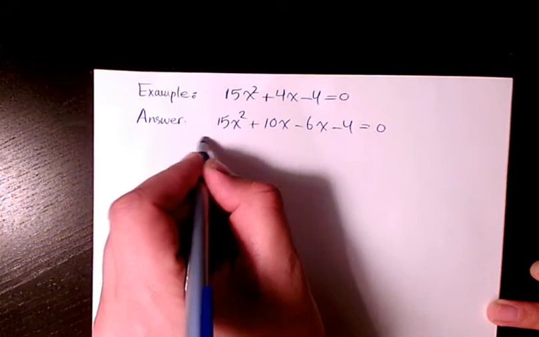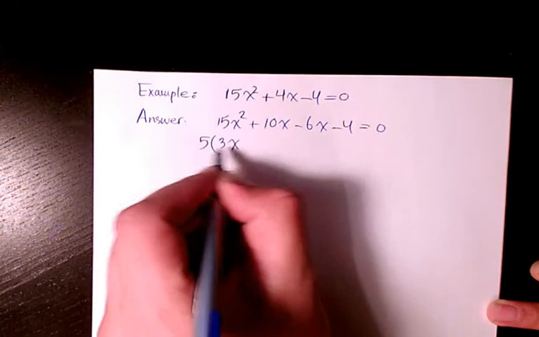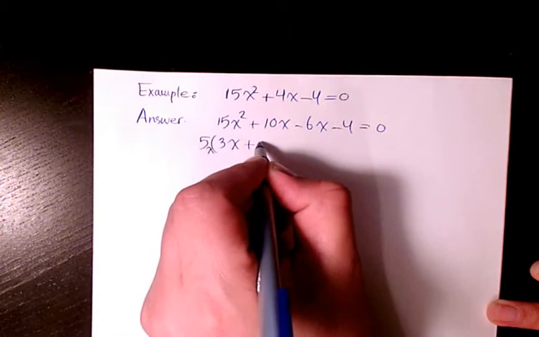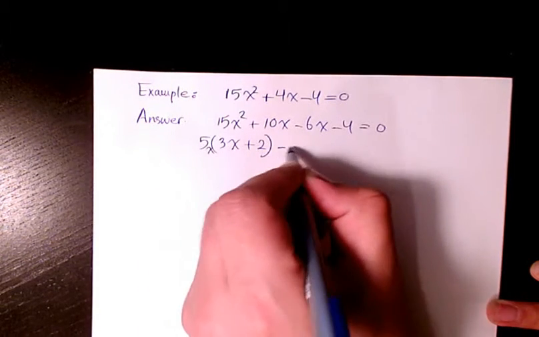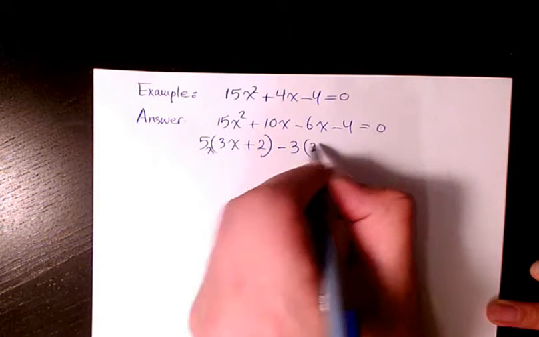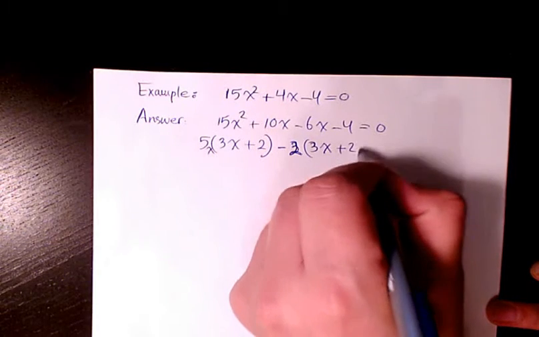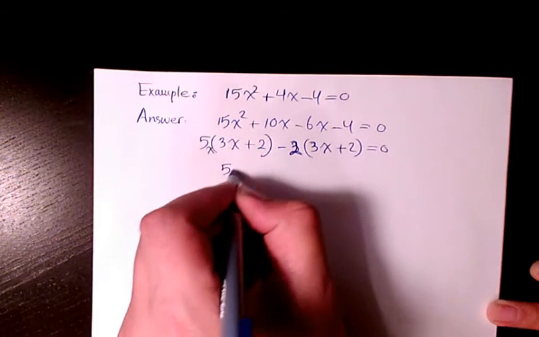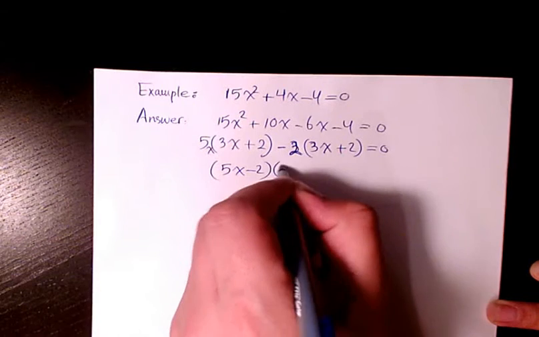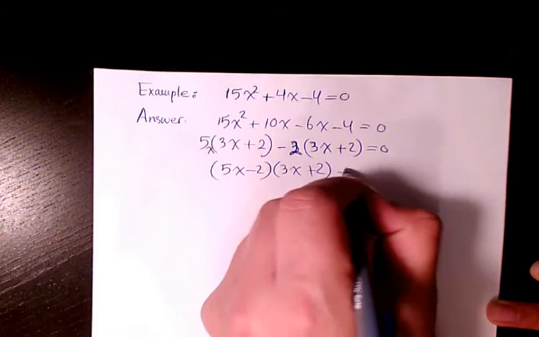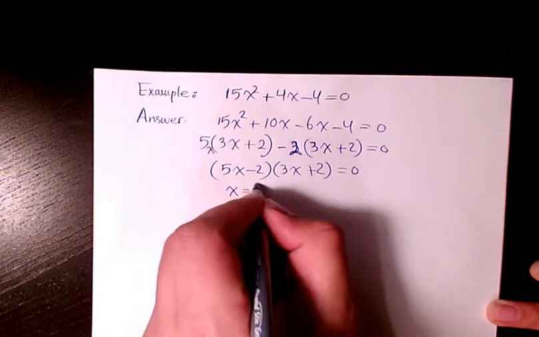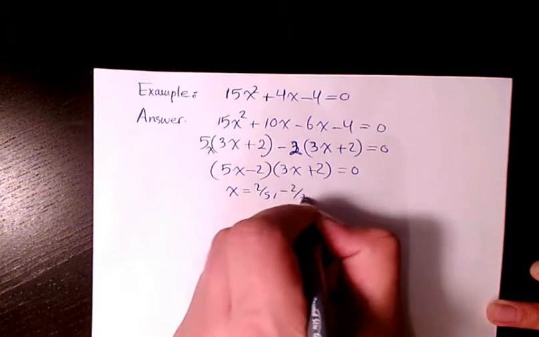Here I can factor 5. It's going to be 5x, and 3x plus 2. Negative 3, negative 2, 3x plus 2 equals 0. So we have 5x minus 2 times 3x plus 2 equals 0. So the numbers are 2 over 5 and negative 2 over 3.